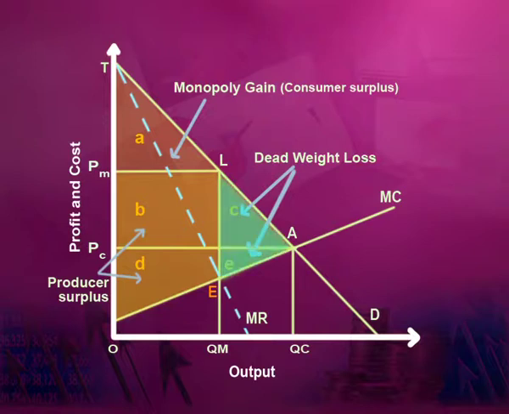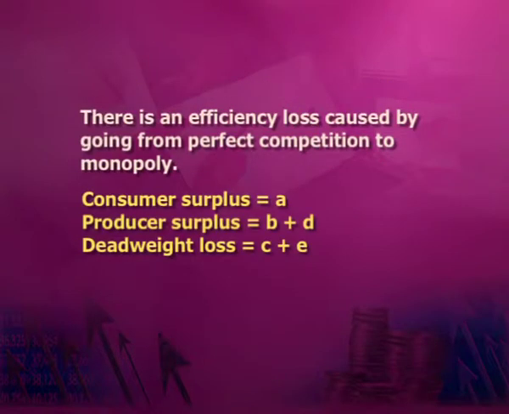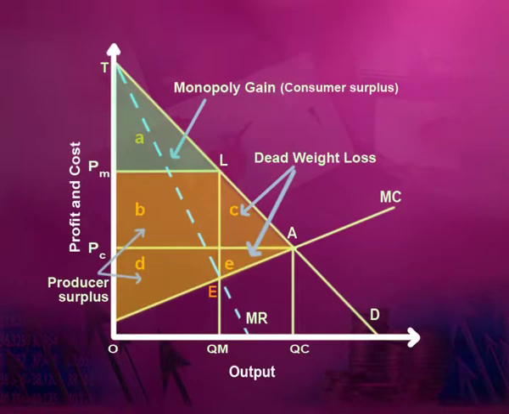There is a net welfare loss when the aggregate welfare of consumers and producers is taken into account. From an economic point of view, here there is an efficiency loss caused by going from perfect competition to monopoly. Consumer surplus is A, producer surplus is B plus D, and deadweight loss is C plus E. Thus, the effect of going from perfect competition to monopoly is bad for consumers.